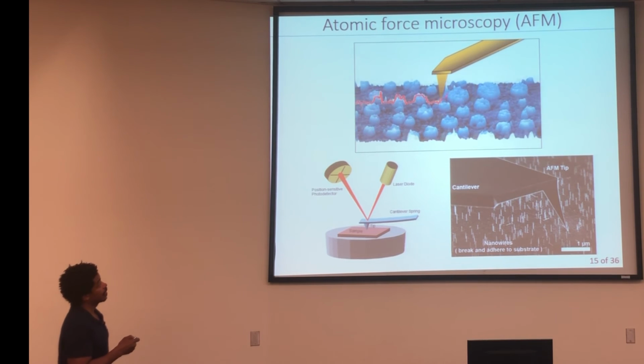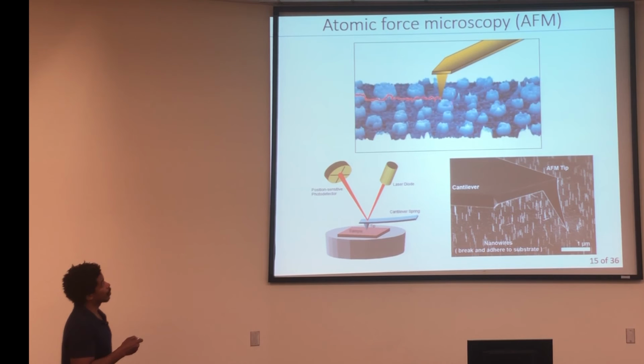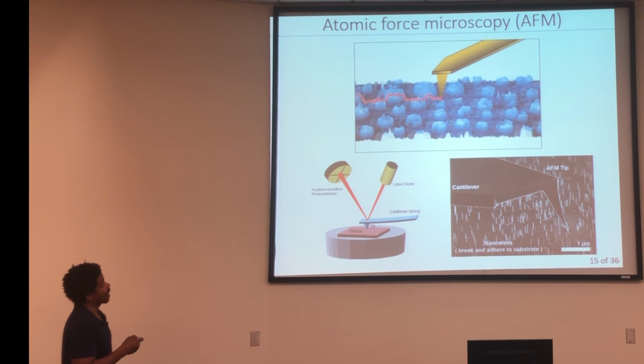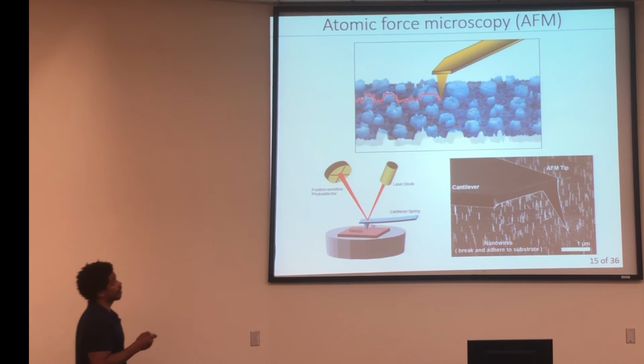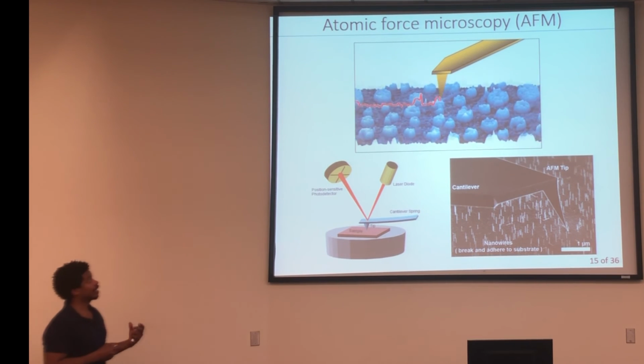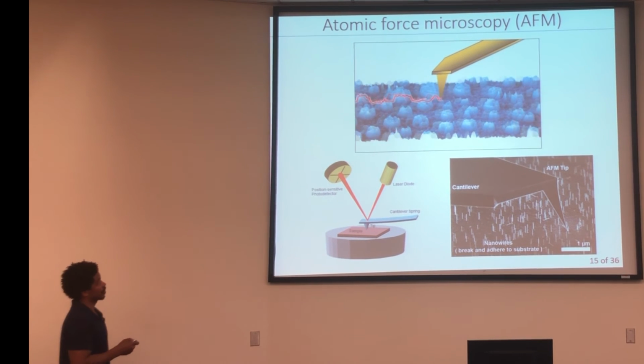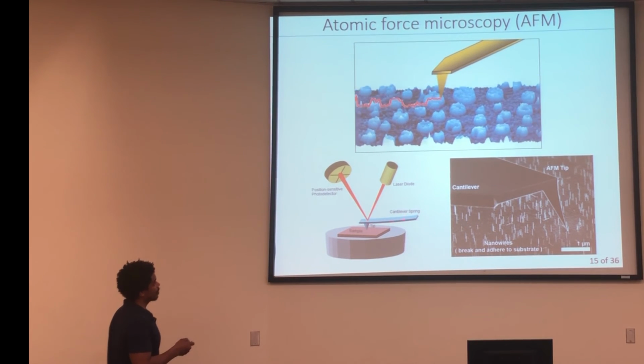This is the reason that the revolution in nanotechnology took off back in around '86, '87, because this was invented. It was the first time we were able to see actual atoms, or at least the contours of the atoms on surfaces. Okay, so it works by having a cantilever.